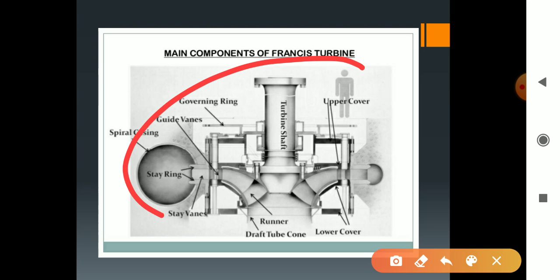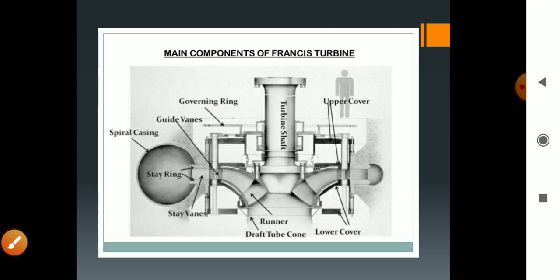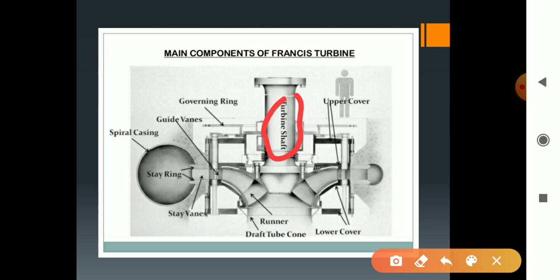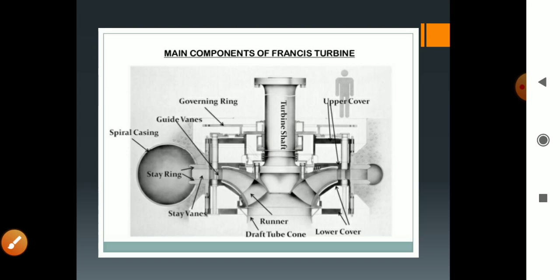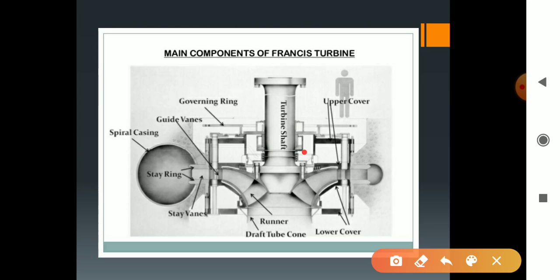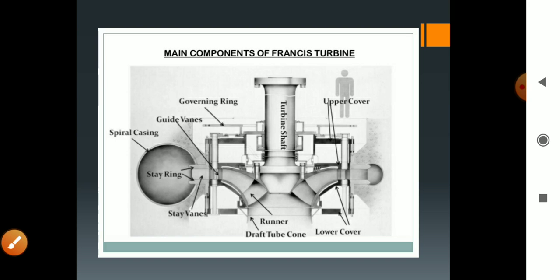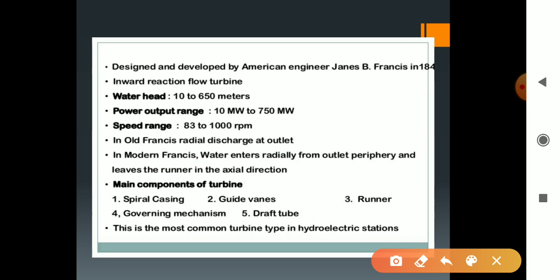This is the basic diagram defining the main components of the Francis turbine. Here is the turbine shaft, and this is the runner. The casing is shaped so that the water may enter the runner at a constant velocity throughout the circumference of the runner. The casing is made of concrete, cast iron or steel plate. The second main component is the guide vane, and then the runner.